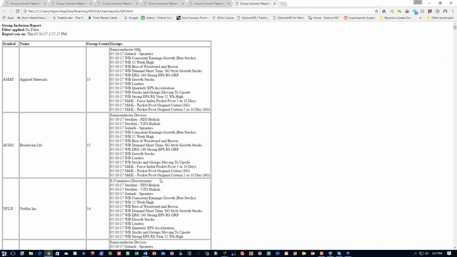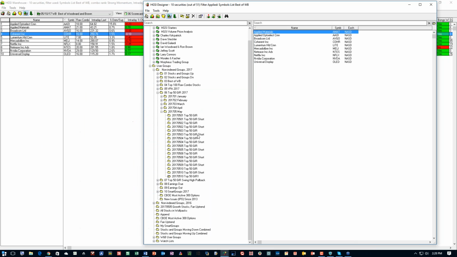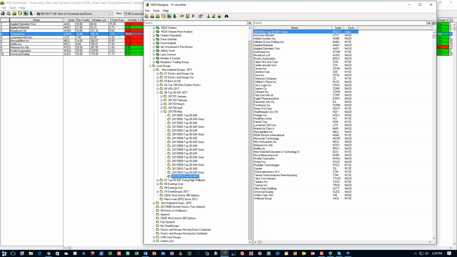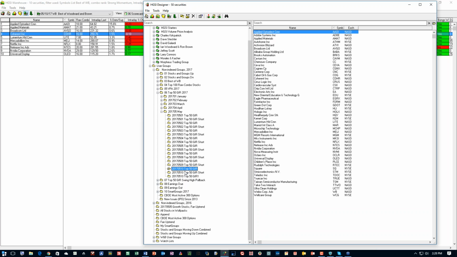This would be the top 50, and this one includes the best of Woodward and Brown. It should have been there all along, but here it's in this file. Just out of curiosity, since we're doing this, it looks like it made a difference of one stock down here. Now, look in here, and a stock disappeared. So, yeah, that should have been in there, but it's not going to.